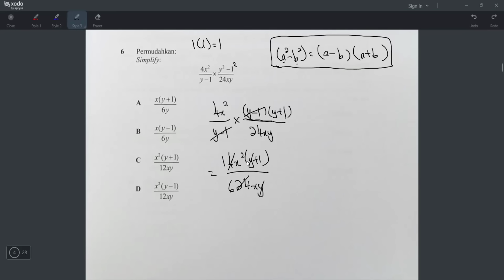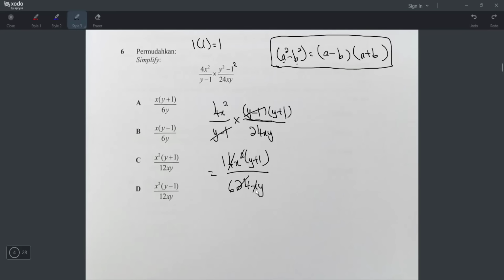Okay, the y cannot cut. No, no, no. Because the y is the whole bracket y plus 1. Unless here is plus 1 like that lah, then can cut. Then cut the y plus 1. But this one cannot. But the x can cut. Because it's like x squared times y plus 1 over xy. It's like something times something over something, so can cut.